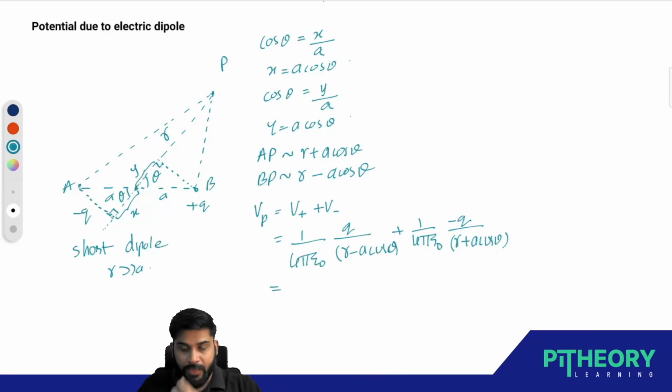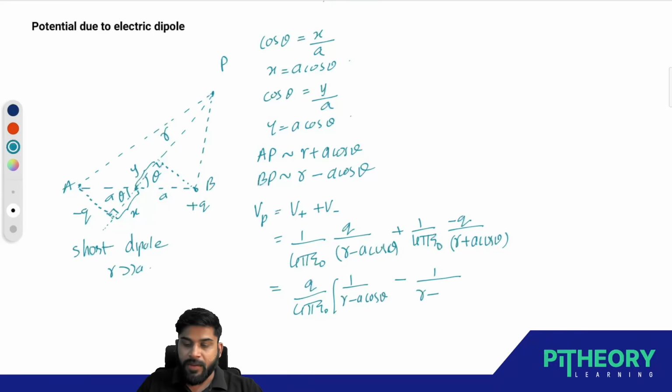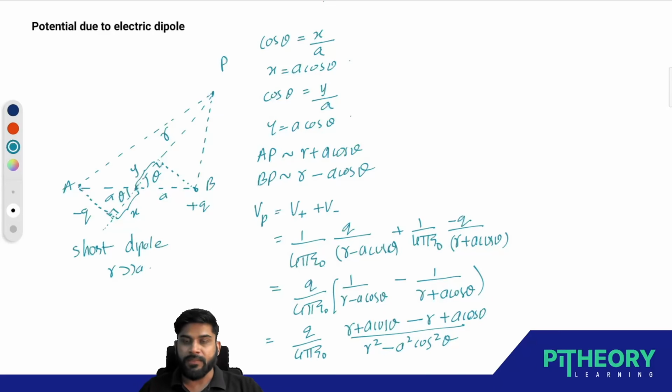Here, the things that are common you can take outside. So you'll be getting Q divided by 4 pi epsilon 0, taken outside, into 1 by R minus a cos theta, minus 1 by R plus a cos theta. How do you simplify this? Just cross multiplication is enough. So you'll be getting Q divided by 4 pi epsilon 0 into R plus a cos theta minus of R minus a cos theta, that is R plus a cos theta, divided by a plus b into a minus b only, so R square minus a square cos square theta.